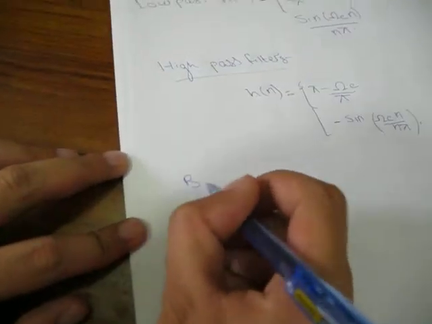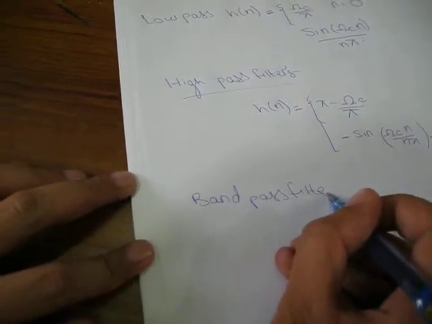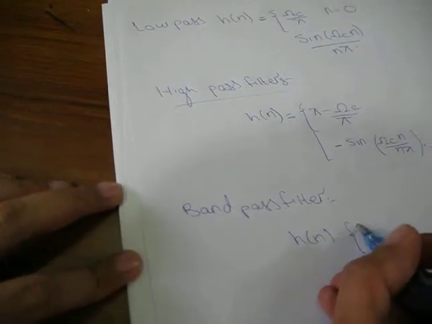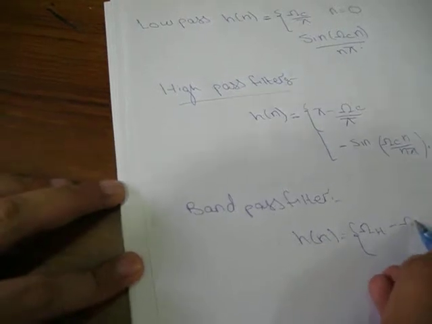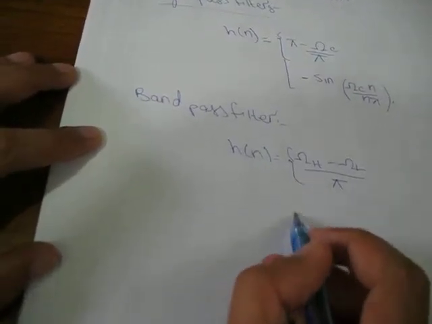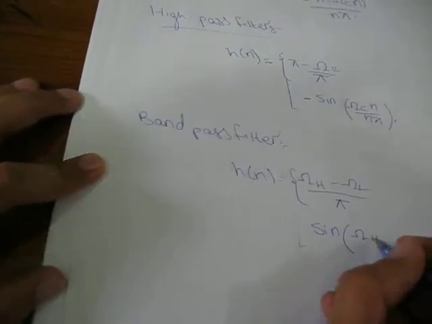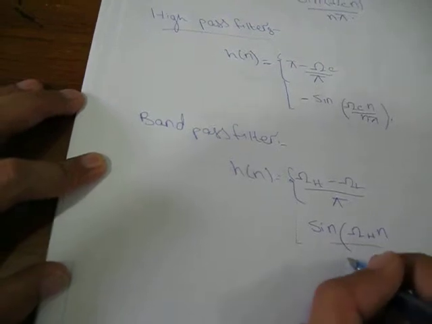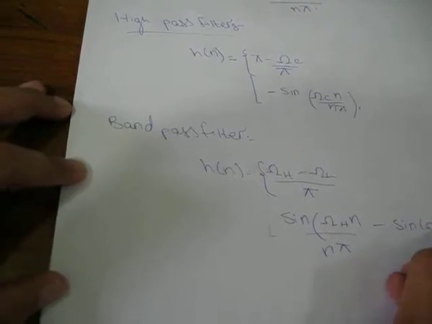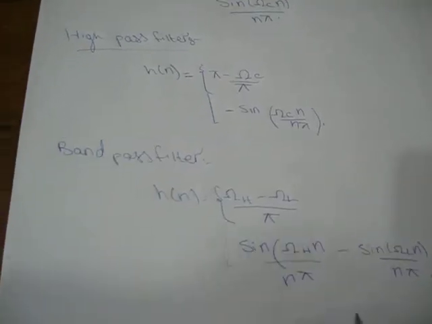If we have to design a band pass filter, then we calculate h of n when n equals 0 as omega high minus omega low divided by pi, and when n is not equal to 0, then h of n equals sine omega h n divided by n pi minus sine omega l n divided by n pi.